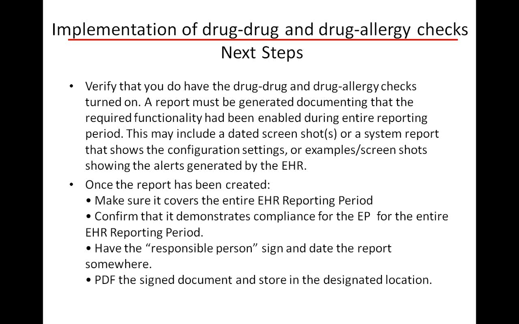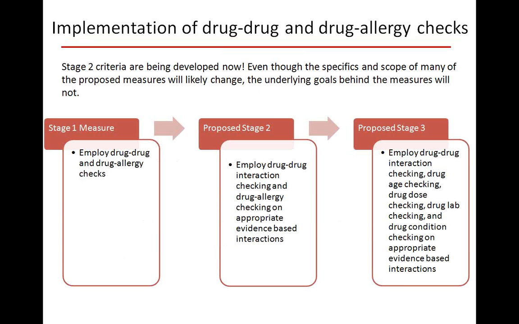So document your report. If you've got screenshots showing the alerts or reminders and can run a report that shows that the system wasn't turned off and that it was enabled through the entire reporting period, print those out, store those in a secure location, and double check to make sure the dates are set and cover the entire EHR reporting period. Again, as part of certification criteria, the EHR is verified to report on these measures as well as performing this. So talk to your vendor, know how to run those reports, and how to verify that you do have the system turned on.